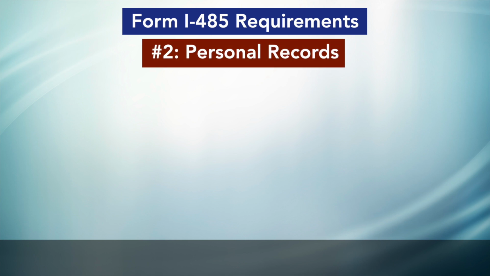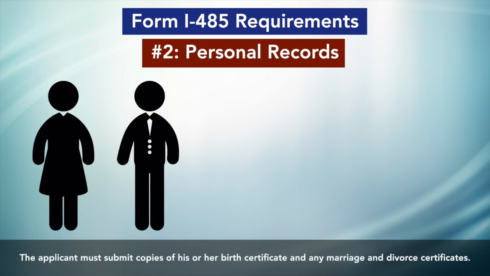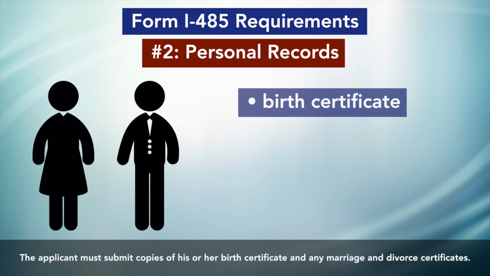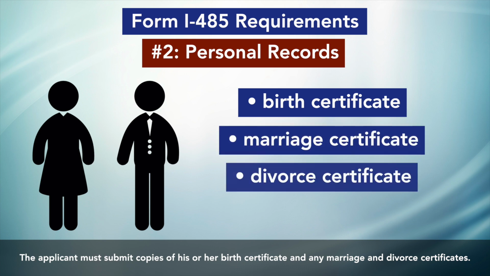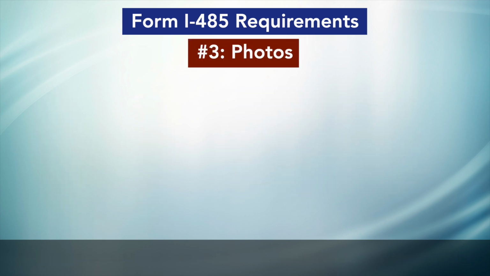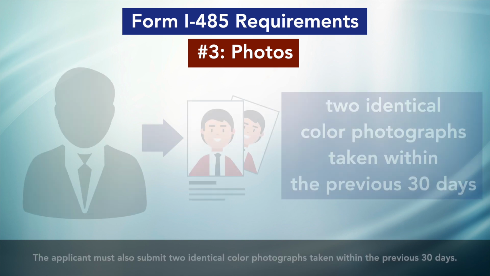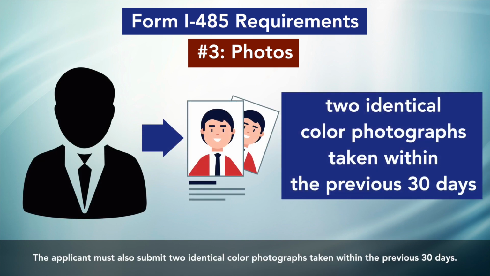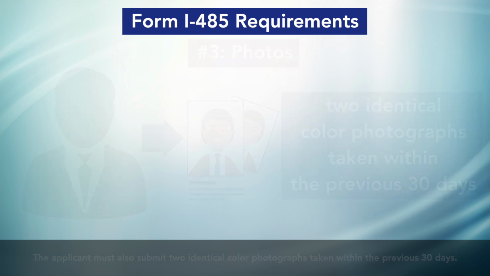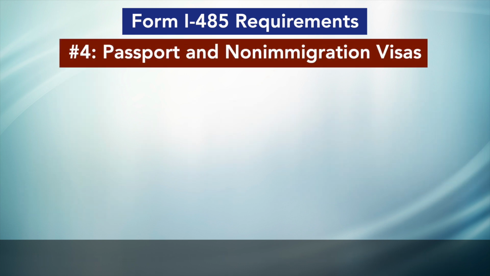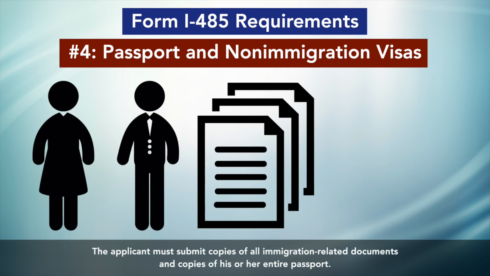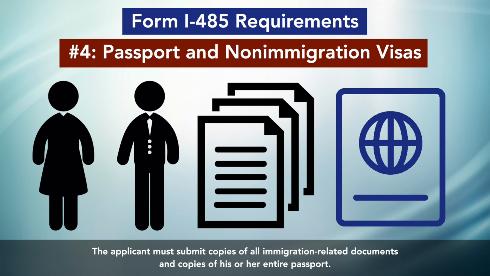Number 2. Personal records. The applicant must submit copies of his or her birth certificate and any marriage or divorce certificates. Number 3. Photos. The applicant must also submit 2 identical color photographs taken within the previous 30 days. Number 4. Passport and non-immigration visas. The applicant must submit copies of all immigration-related documents and copies of his or her entire passport.